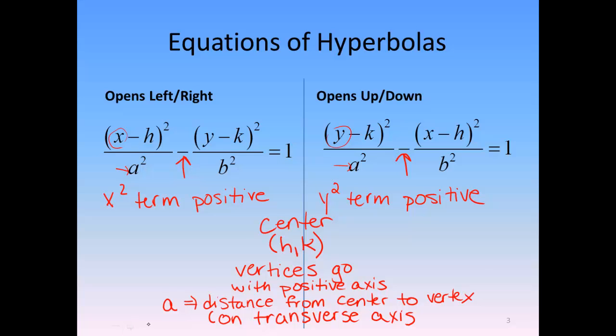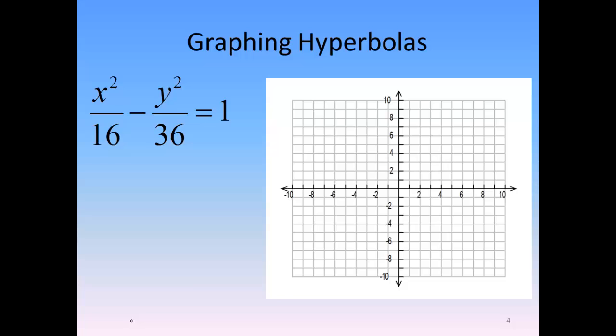So there's the beginning of it. Let me show you what it looks like in action. Here is our first hyperbola: x squared over 16 minus y squared over 36 equals 1. I know it's a hyperbola because I have this minus sign in the middle. My center is at (0, 0). I'm also going to make a note of which way this one opens. My x squared term is positive, so this one is going to open left-right. So I'm going to draw my center at (0, 0).